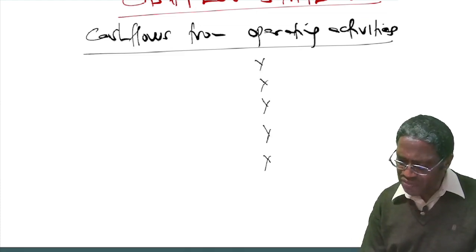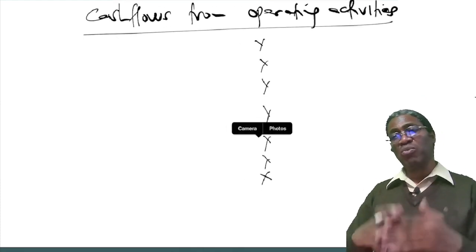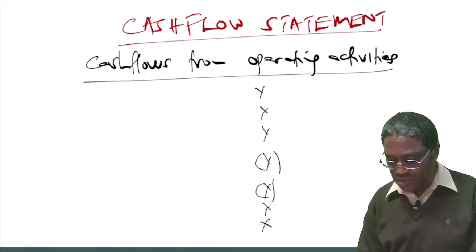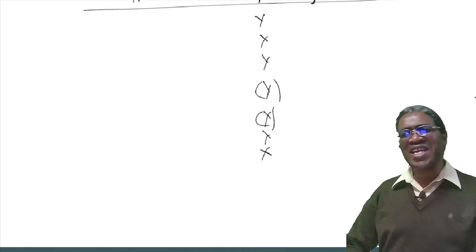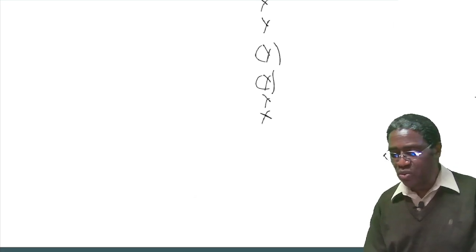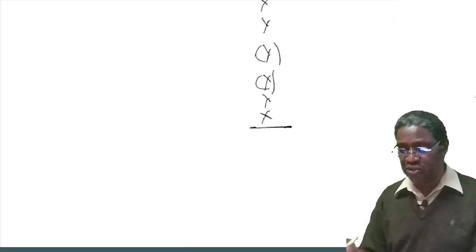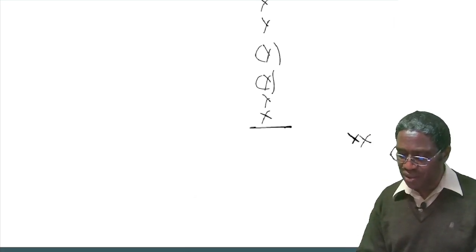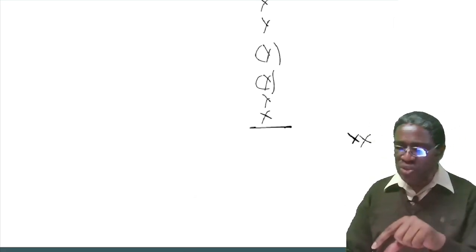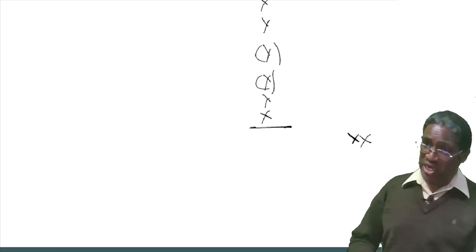Once you identify all the cash flows from operating activities, some will be positive, some will be negative, whatever they are. Get the net of all of them. Whatever you get as the net of all the cash flows from operating activities, you push that amount to the extreme. That amount can either be a positive or a negative.